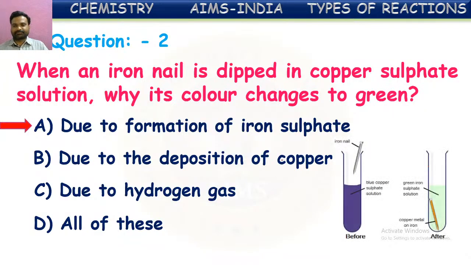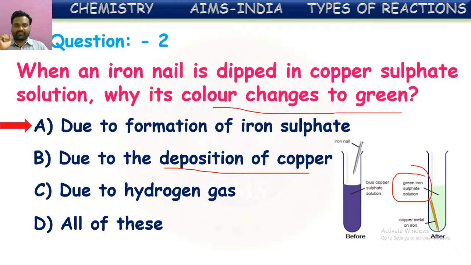So we can see like this. Initially, before the reaction, copper sulfate is in blue color. When you dip this iron nail into it, the iron in the iron nail reacts with copper sulfate and turns into iron sulfate that is formed. Copper forms a deposit on the iron nail. So deposition of copper also occurs, but the question is why the color changes to green. The solution color is changing to green because of the formation of green colored iron sulfate solution. So the correct answer is A.